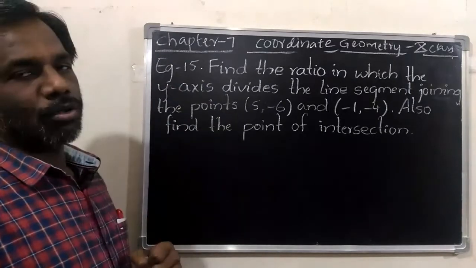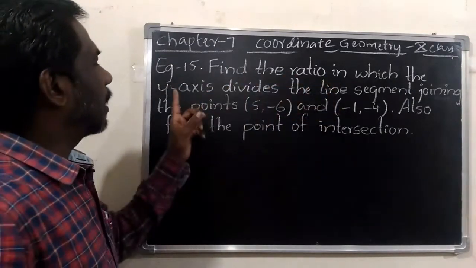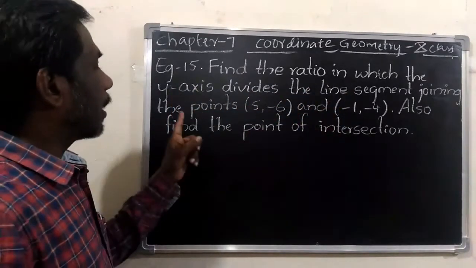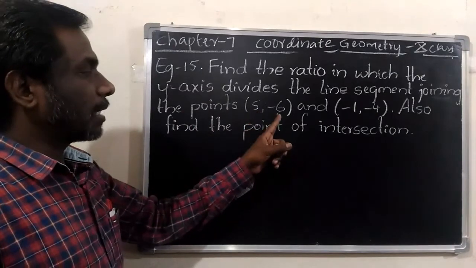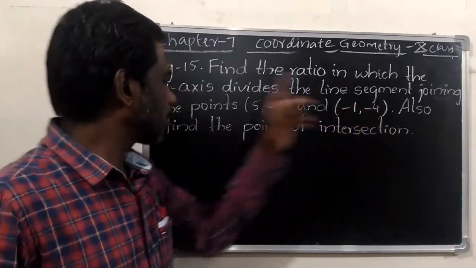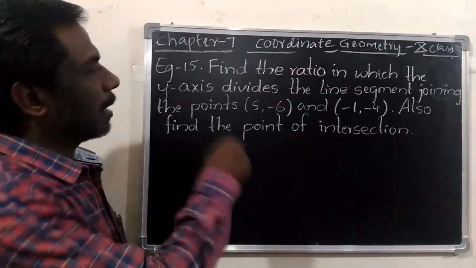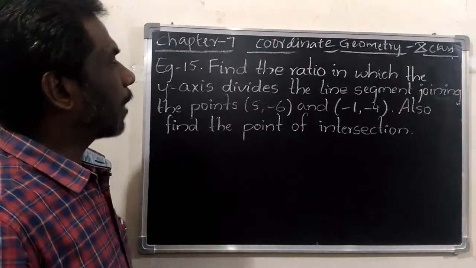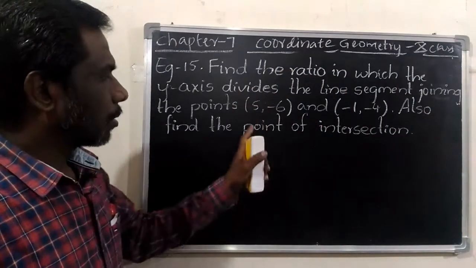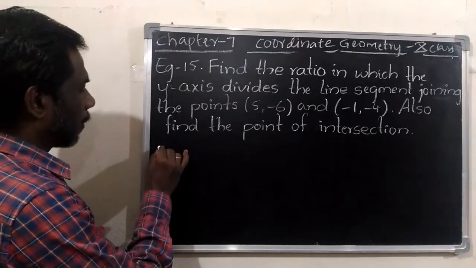So first I read the question. Find the ratio in which the y-axis divides the line segment joining the points (5, -6) and (-1, -4). Also find the point of intersection. Here in this problem we want to find out the ratio and also the point of intersection. So let us solve this problem.